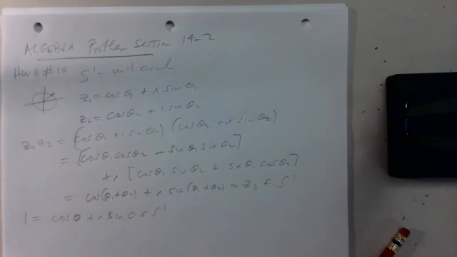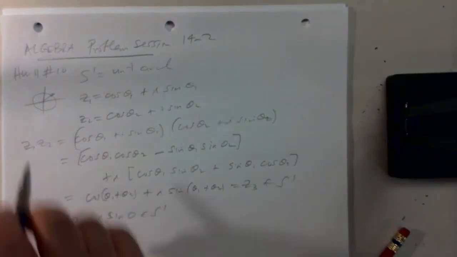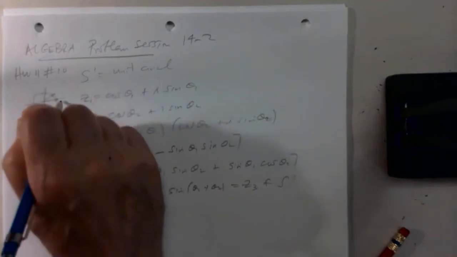The multiplicative identity is the number 1, which is cosine 0 plus i sine 0. That's certainly in the unit circle. Here it is right here. That's the point 1.